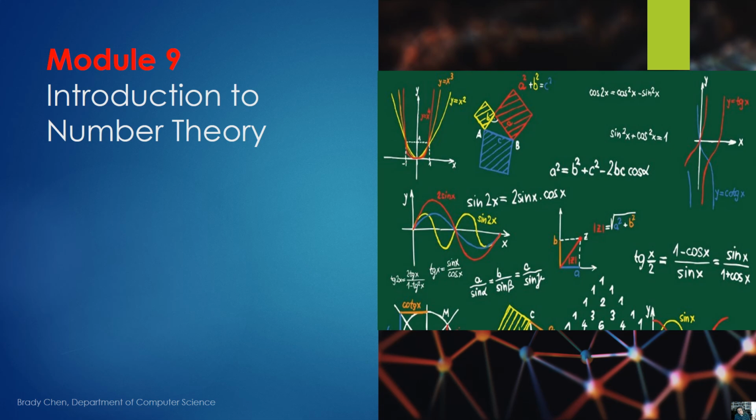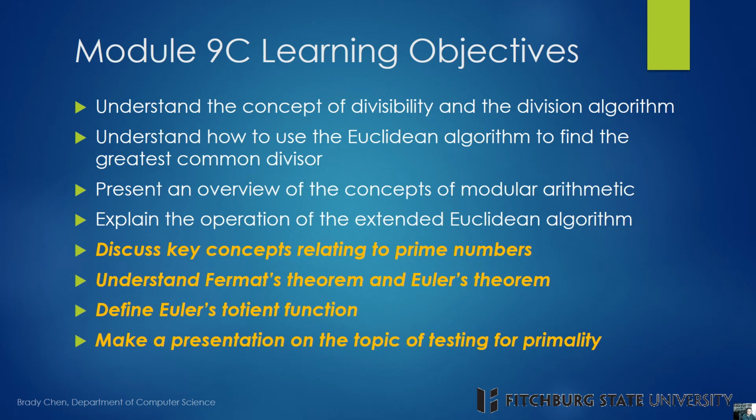This is Part C of Module 9, Introduction to Number Theory. In Part C, we're first going to introduce the concept of prime numbers, and then we're going to talk about Fermat's theorem and Euler's theorem.